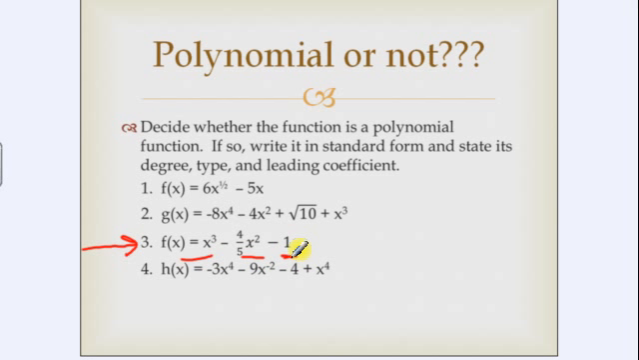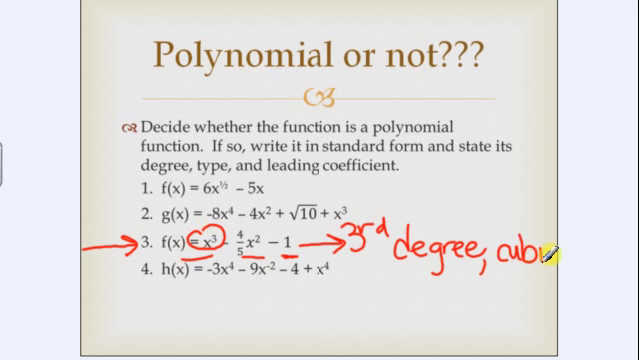The degree of this polynomial would be third degree. I can see that the highest exponent is a 3. The type then would be cubic, because it is third degree. I could also call it a trinomial because it has 3 terms. The leading coefficient would just be 1, because I look in front of the x cubed, and even though it's not shown, a 1 would be implied. I only have 1 x cubed.